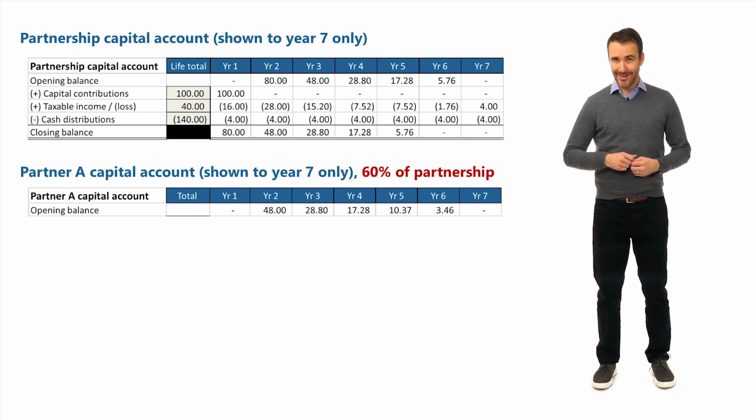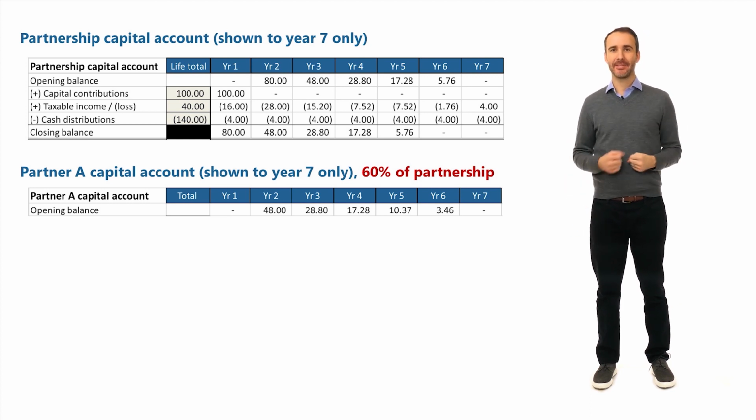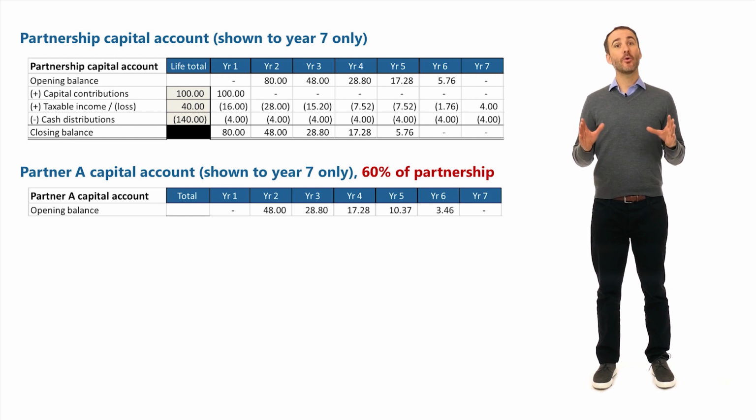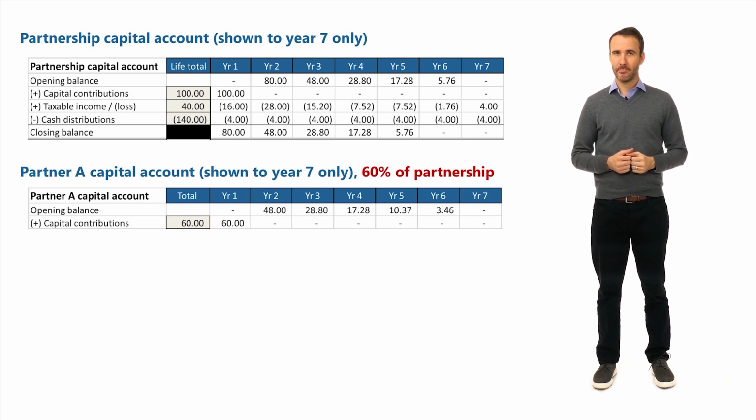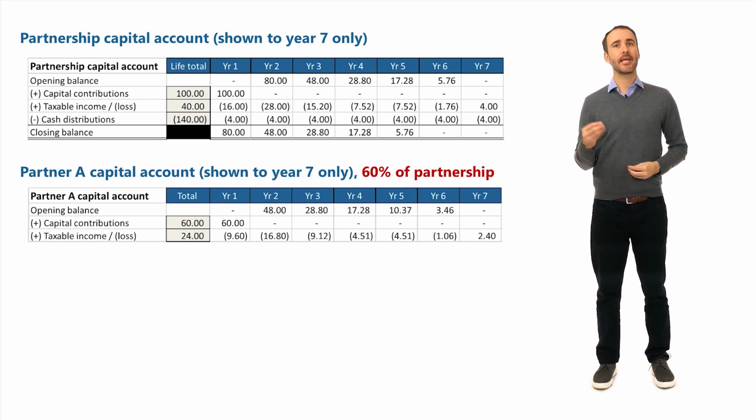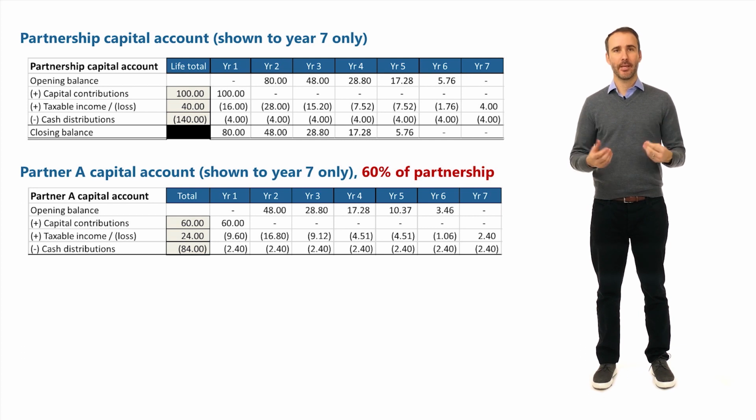If we assume one partner, let's call them partner A, invested 60% of the required capital and they received 60% of all of the tax and cash benefits, each line item within the capital account calculations would just be equal to each line of the total partnership account multiplied by 60%. So the capital contribution would be 60% times 100 million, which equals 60 million. The sum total of taxable income over the entire life of the partnership would be 60% times 40 million, or 24 million. And the same for cash distributions, which equals 84 million over the project life.